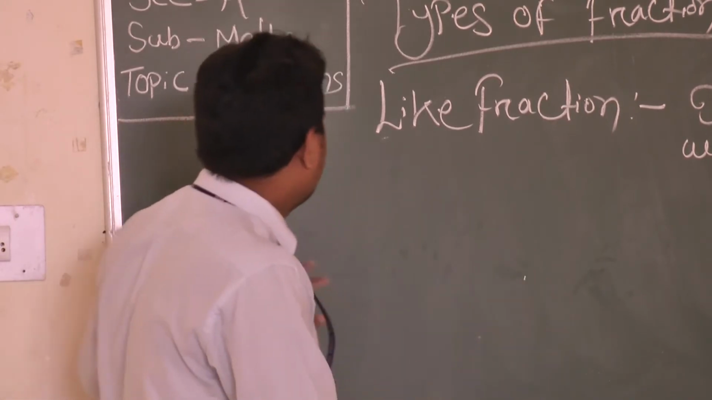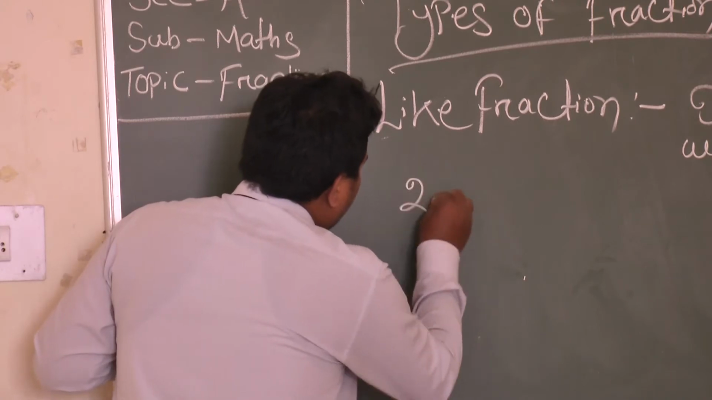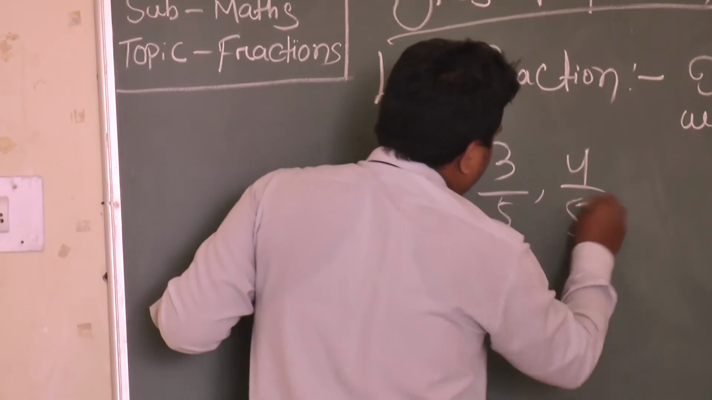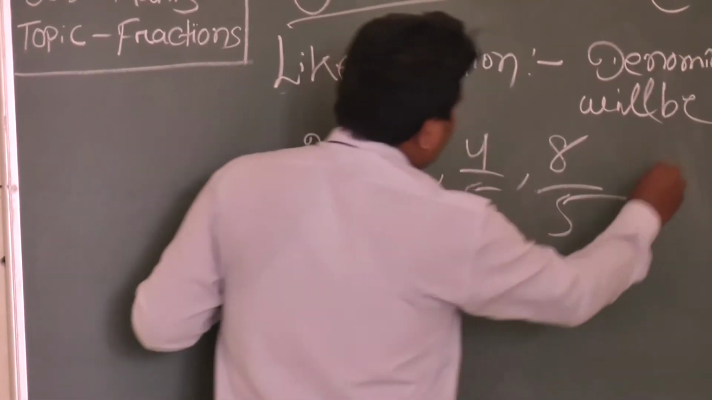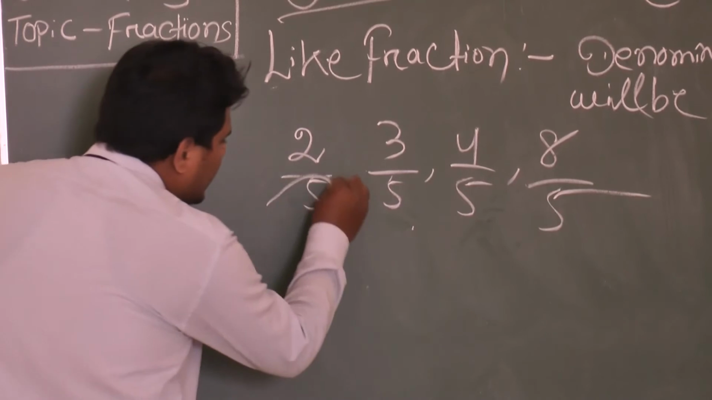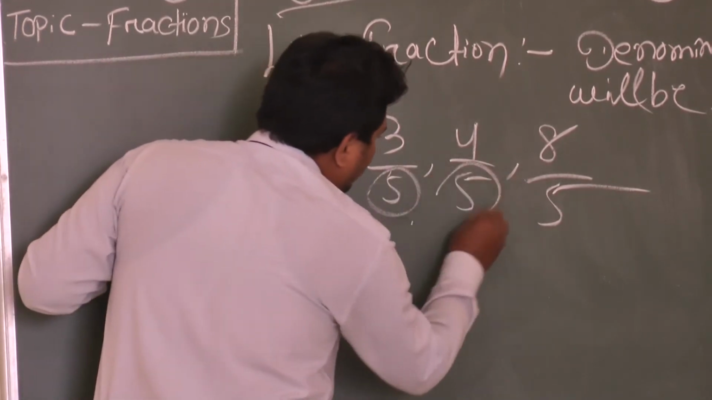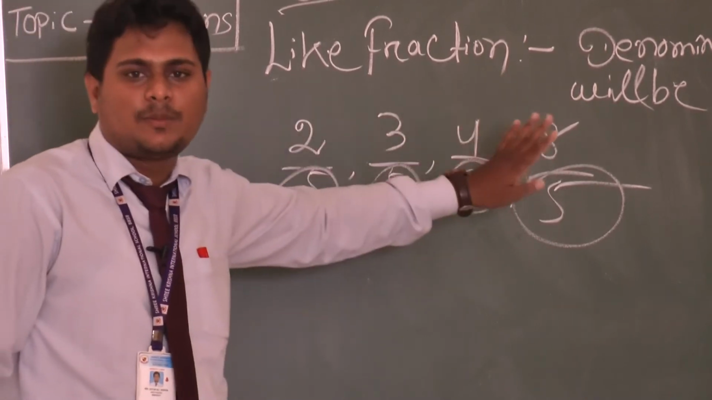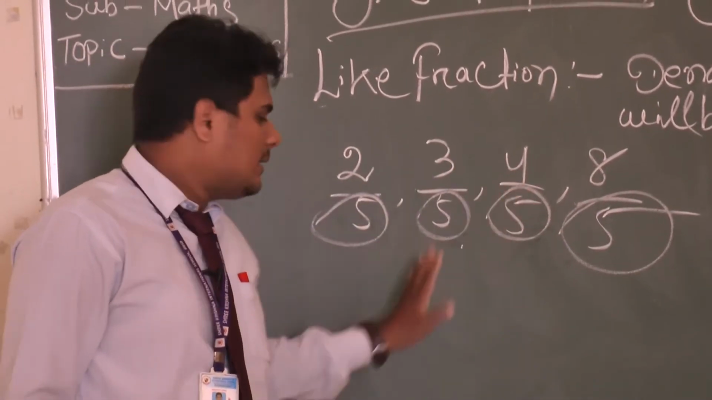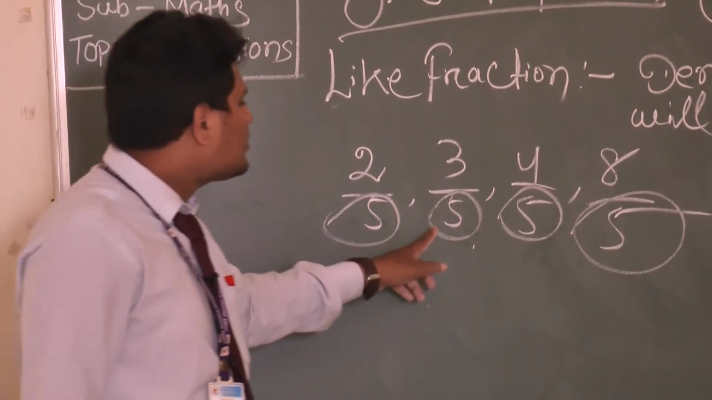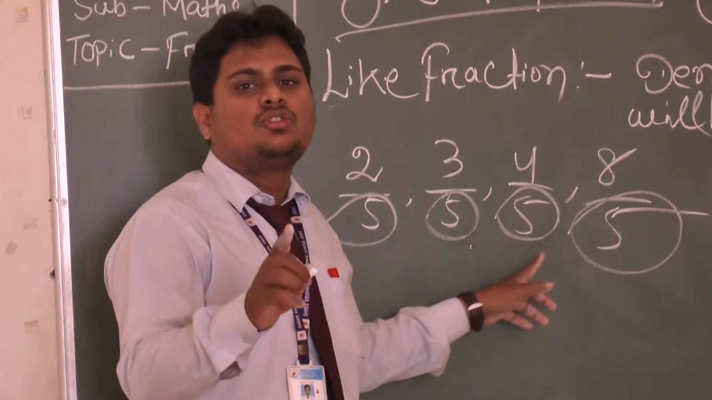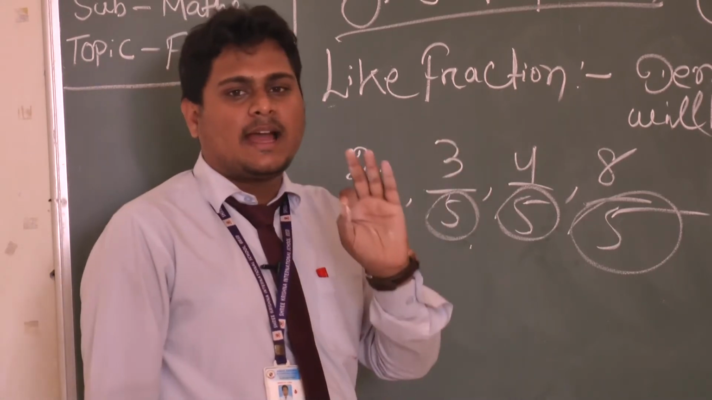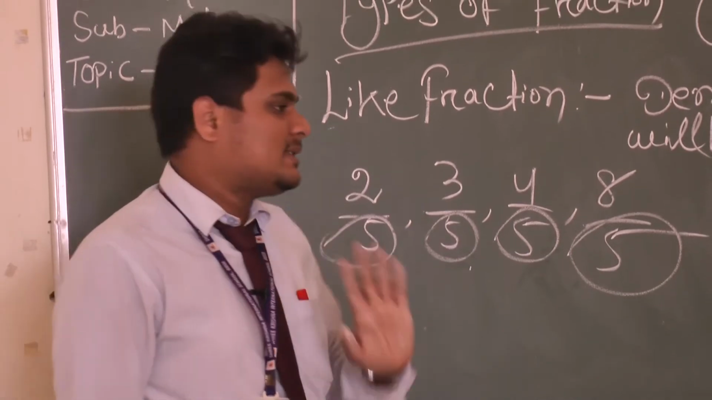If the fractions are different but their denominators are the same, that is known as like fraction. Understood? Let's see some examples. Suppose I have written here 2 by 5, 3 by 5, 4 by 5, 8 by 5. All denominators are the same here, but the numerators are different. Numerators may be different, but the denominators should be the same. That is known as like fraction.